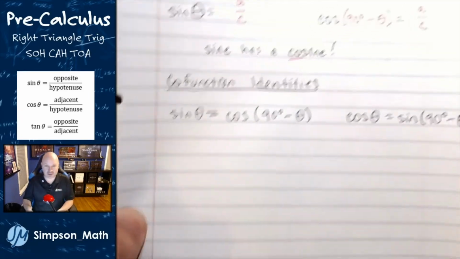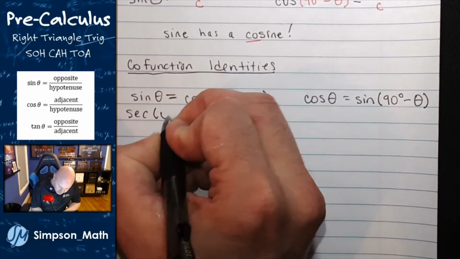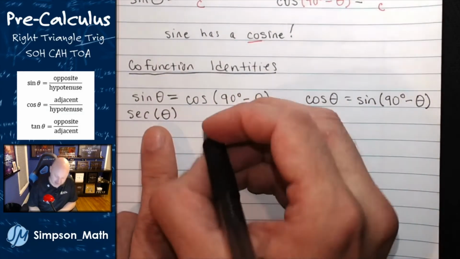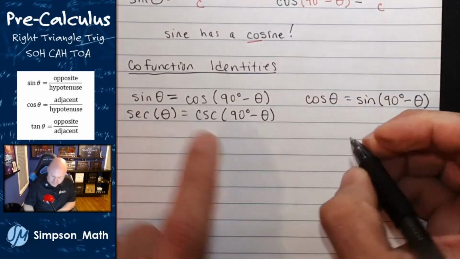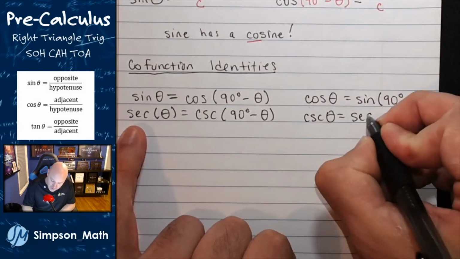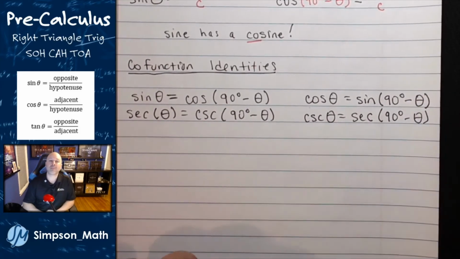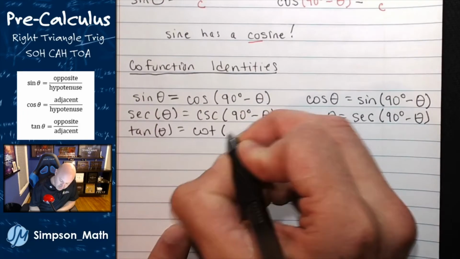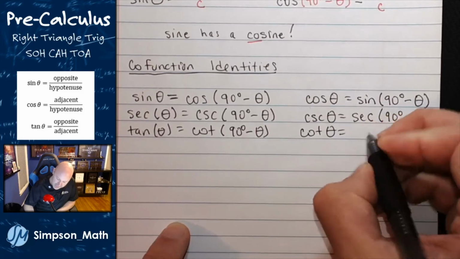All right, there's some more of these. Because the secant function has a cosecant, and this relationship holds true there as well. And we can write this in the other direction. Cosecant of theta is always going to be equal to its cofunction secant of 90 degrees minus theta. Tangent has a cotangent, and cotangent has a tangent.